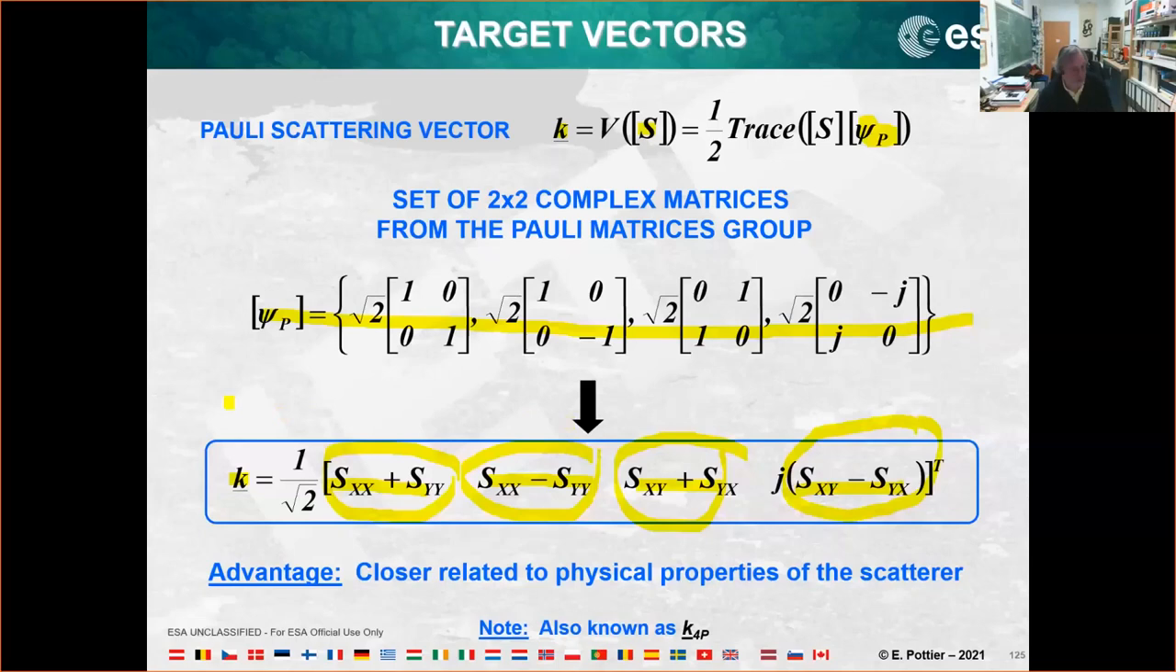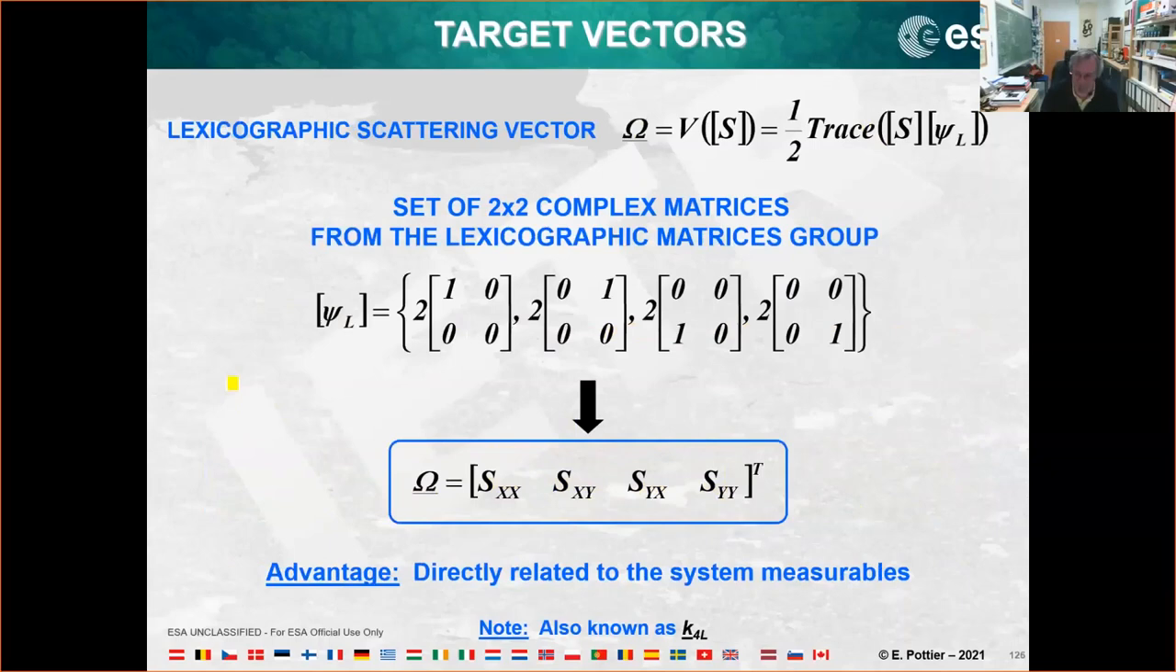As I said, there exists a second group, which is what we call the lexicographic matrix group. In fact, the output will be very simple. It will be the four components of the scattering matrix, expressed in the form of a vector. Usually, as a remote sensor, we prefer to use the previous one, the Pauli target vector. But if I am an engineer, if I want to work on the radar system or on the hardware of the radar system, usually we prefer to use this vector because we are closer to the system measurables. Okay? So this is what we call the lexicographic target vector.